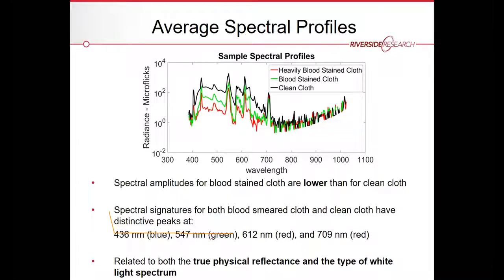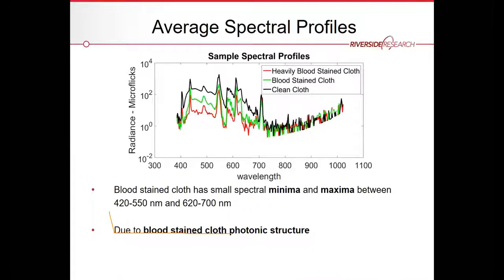These are related to both the true physical reflectance, that means the photons actually coming off the cloth, and also the type of white light spectrum that also influences the peaks that you see. So it's a convolution of both. On the other hand, bloodstained cloth has small spectrum minima and maxima between 420 to 550 nanometers and 620 to 700 nanometers. This is essentially due to the bloodstained cloth photonic structure. So we consider those bumps that you can see between 400 and approximately 500 are definitely due to the blood stain, the blood on the cloth itself.